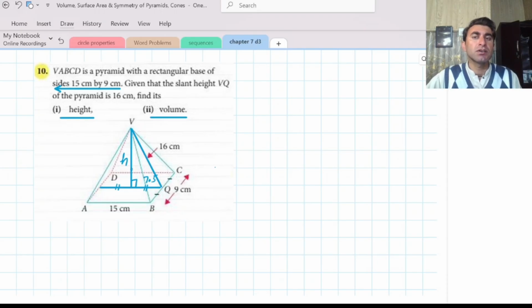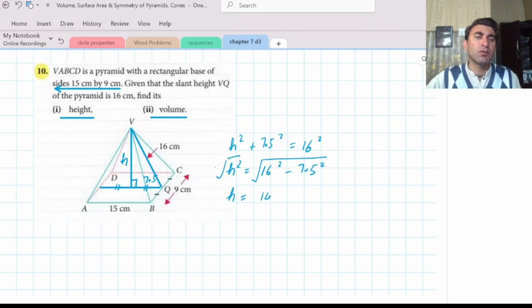This triangle has one side 16, one 7.5, and the third h, so it will become h square plus 7.5 square equals 16 square, and h square equals 16 square minus 7.5 square, and then we will figure out the value of h with the help of a calculator. So h becomes 14.3 centimeters correct to one decimal place. So that was the first one.